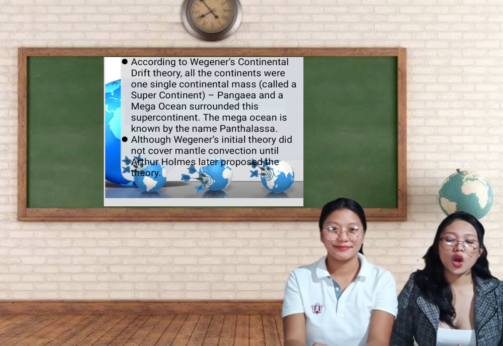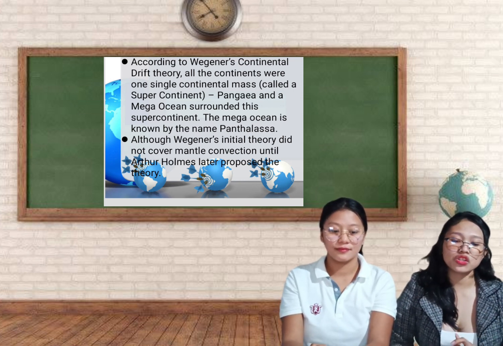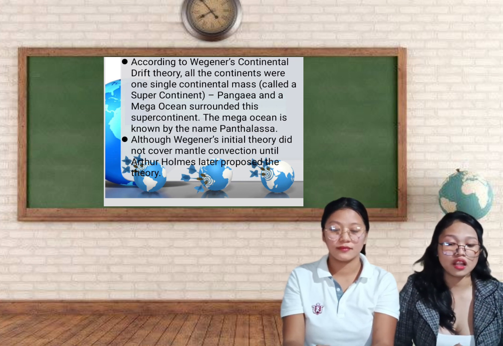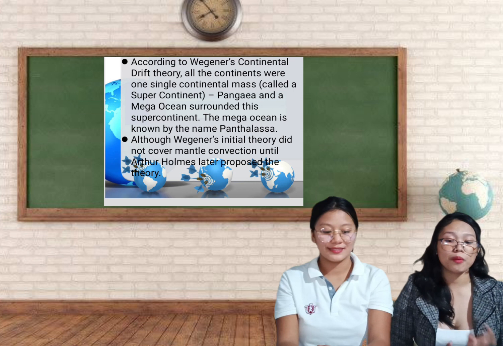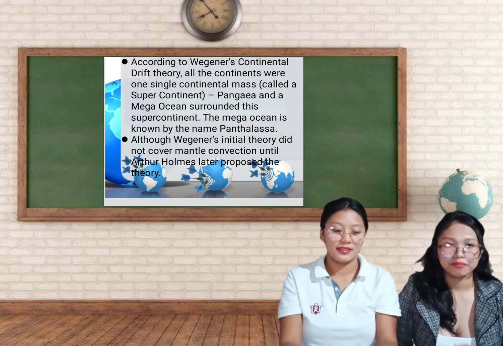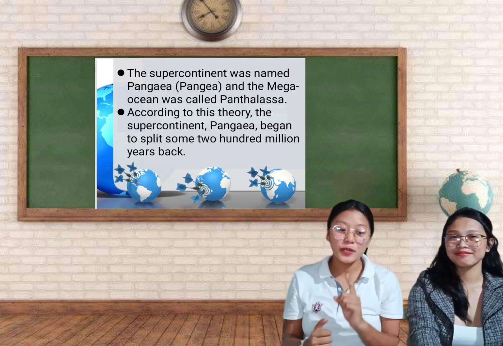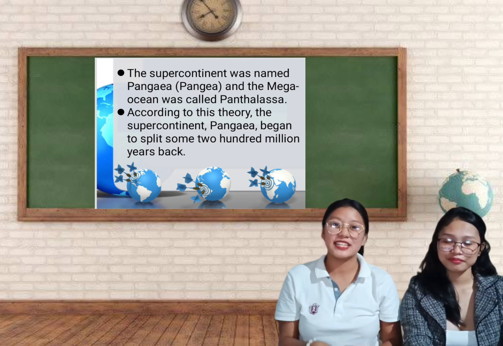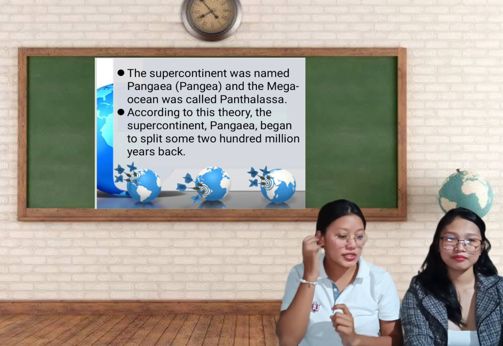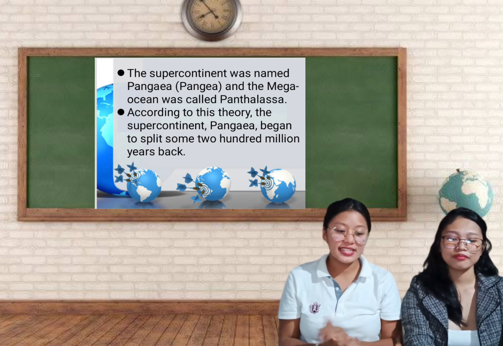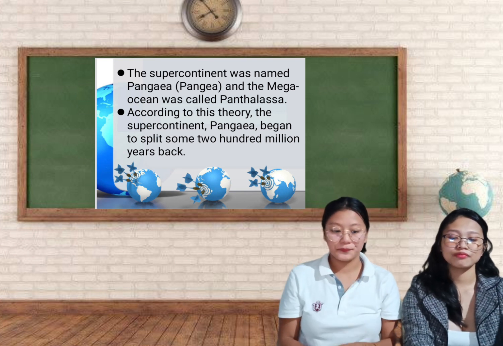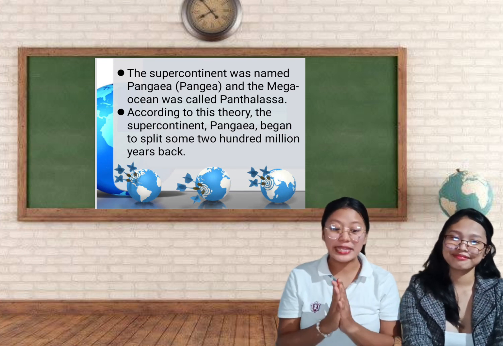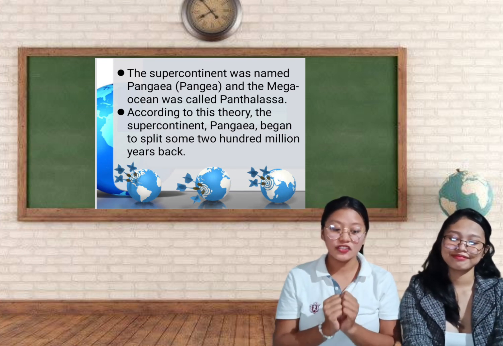Another is, although Wegener's initial theory did not cover mantle convection until Arthur Holmes later proposed the theory. Next, the supercontinent was named Pangaea and the mega ocean was called Panthalassa. Please take down notes.